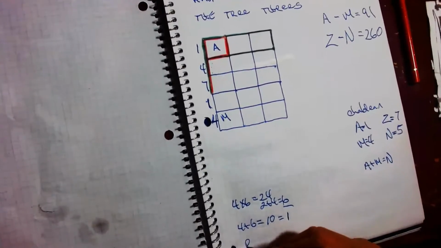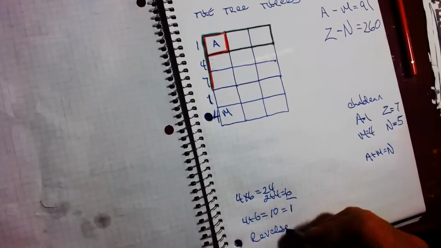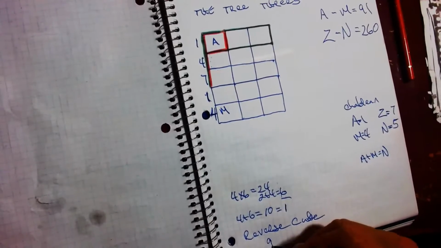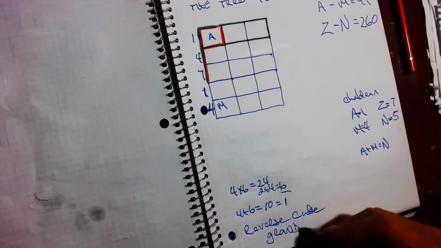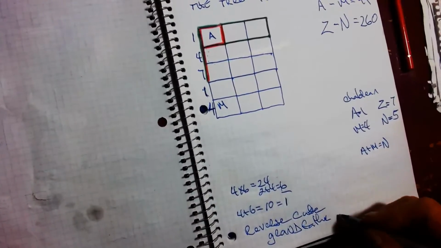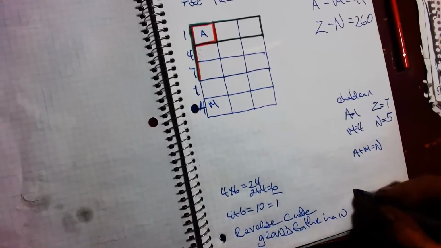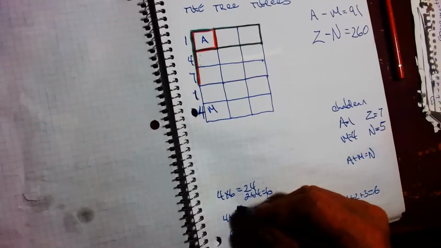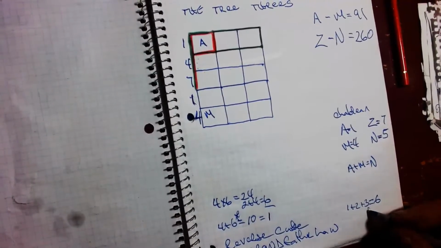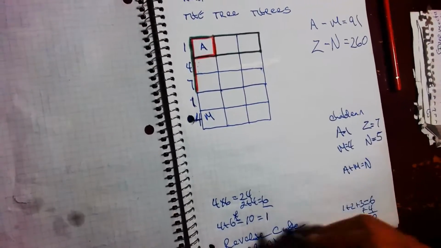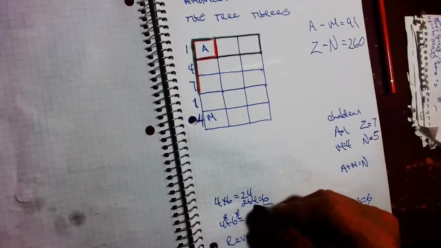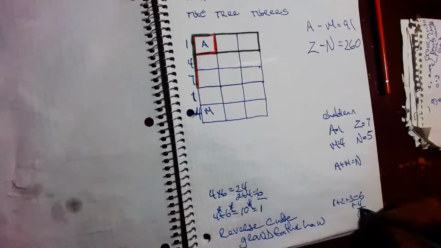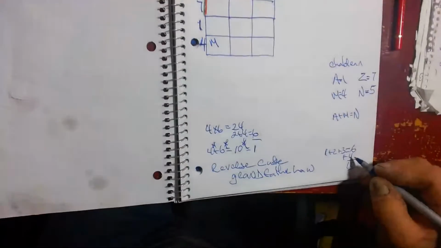And this is the reverse cube. Reverse cube, and it's the grandfather law. When you count 1 plus 2 plus 3 equals 6, plus 4 equals 10. 1 plus 0 equals 1. This is the ABC plus D in rotation.